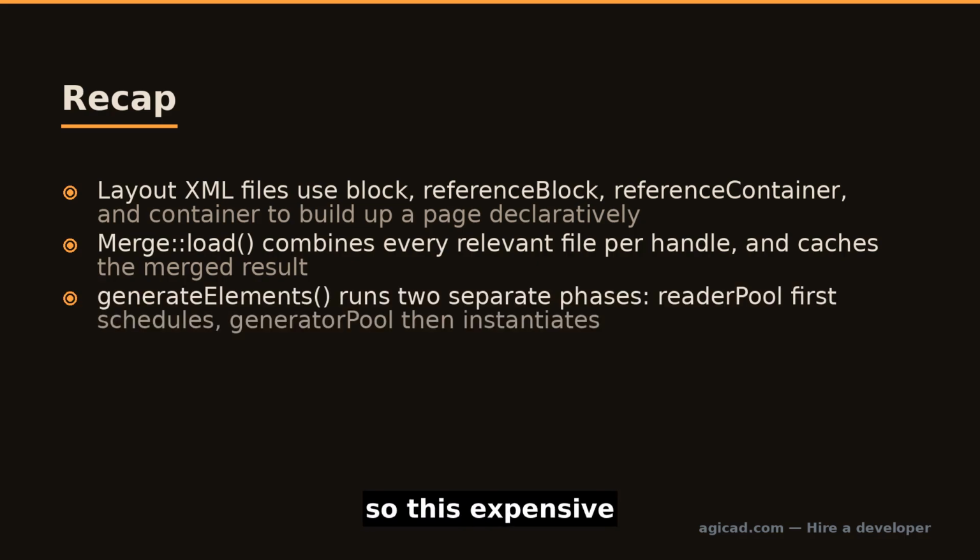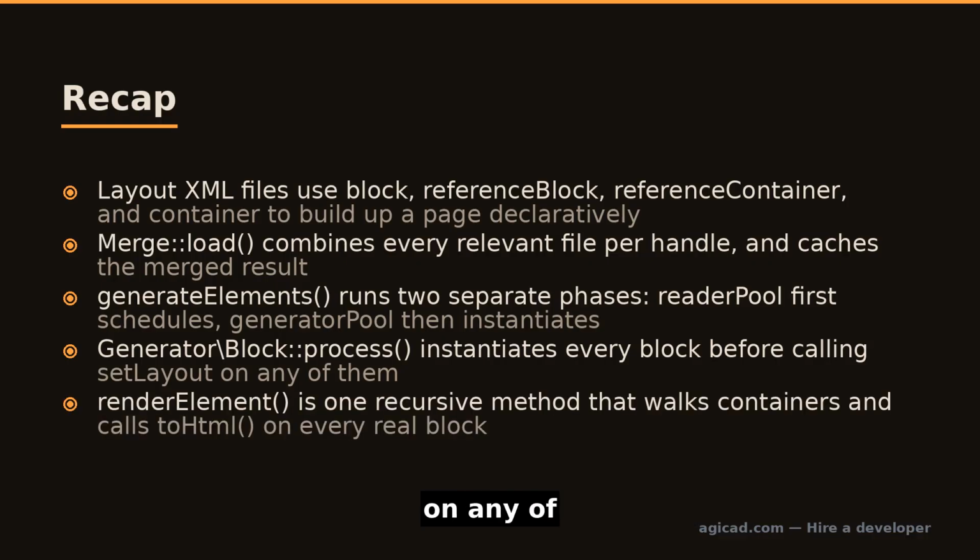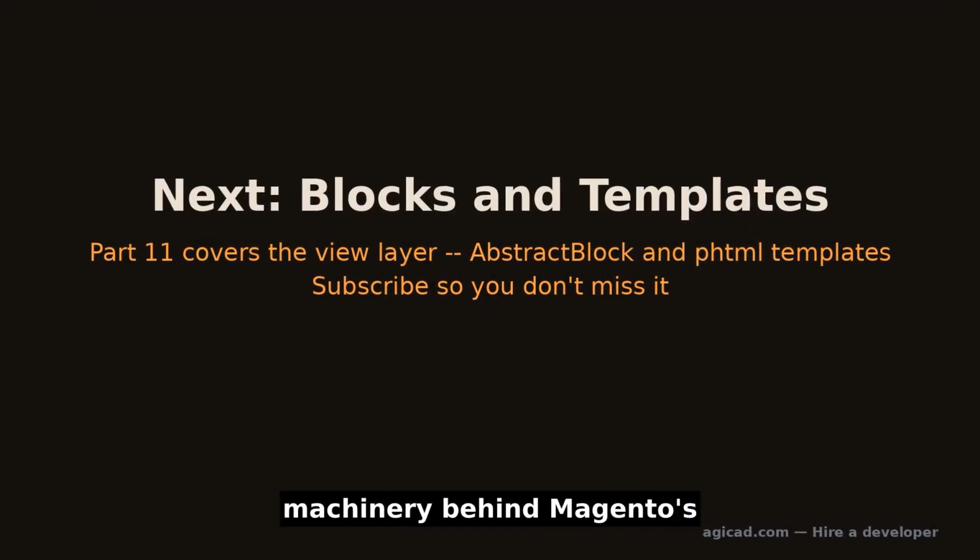generateElements runs two genuinely separate phases. The reader pool first turns XML into a scheduled structure, and the generator pool only then turns that into real objects. The block generator's process method instantiates every scheduled block before calling setLayout on any of them, which is what makes safe sibling references possible. And renderElement is one recursive method, calling itself through every container, that ends every single path with a real block's toHtml call. That's the real machinery behind Magento's layout XML, straight from a git checkout of the pinned 2.4.9 source, every file and line verified against that exact commit.